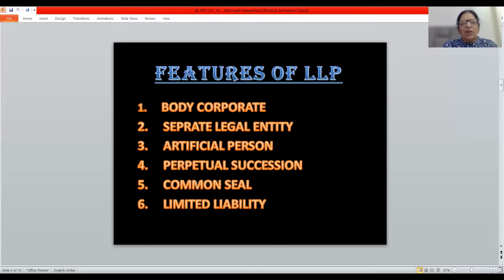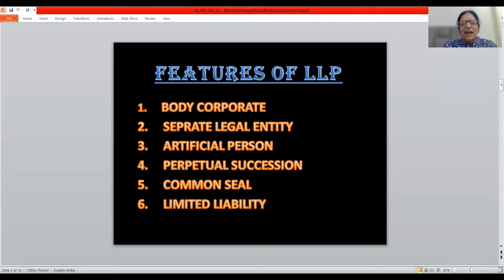So body corporate. Now the question arises, what is body corporate? Body corporate means, friends, LLP registered in India, LLP registered outside India, or company registered in India, company registered outside India. Now, separate legal entity. You know, friends, as far as registration is concerned, registration is a must for LLP. So after getting it registered, LLP becomes a separate legal entity. Being a separate legal entity, it can own assets, it can have liabilities, capital. So it has its own independent existence like the joint stock company.